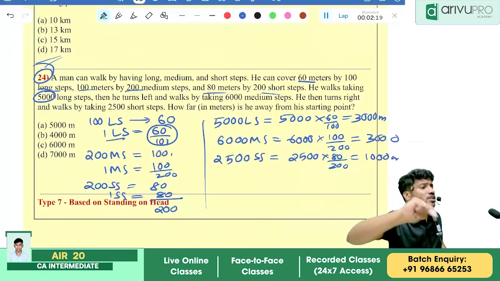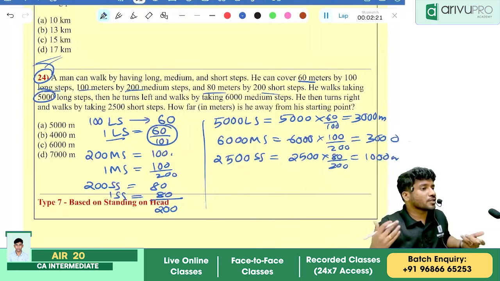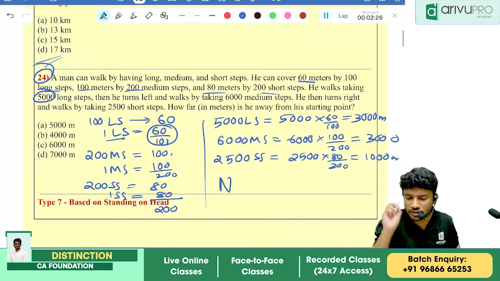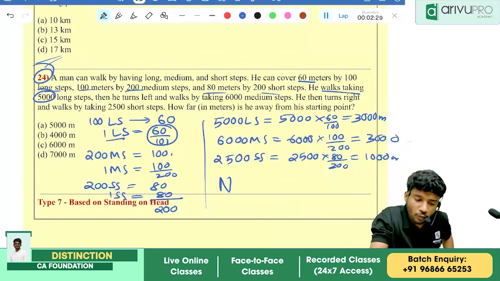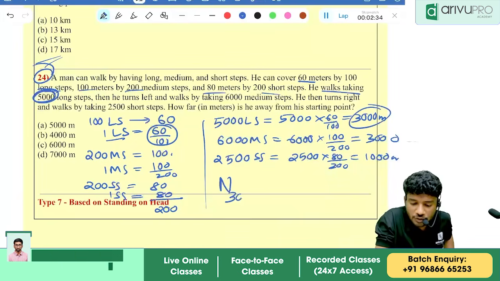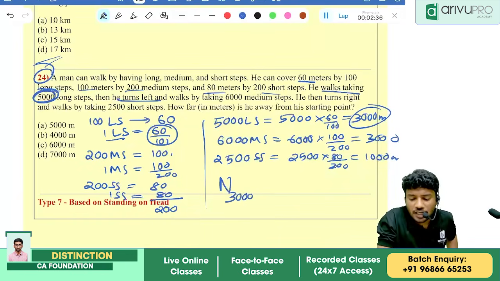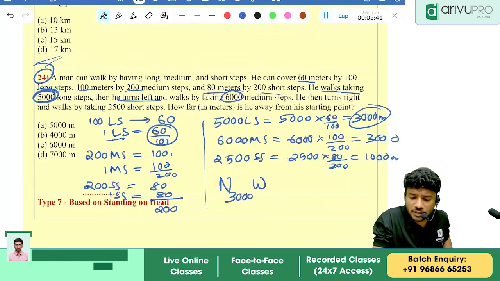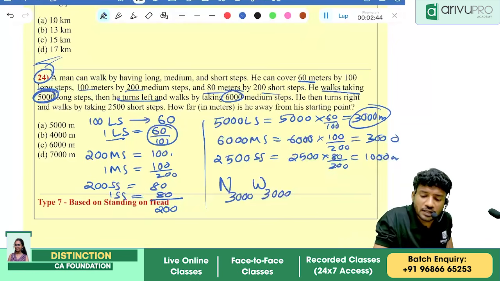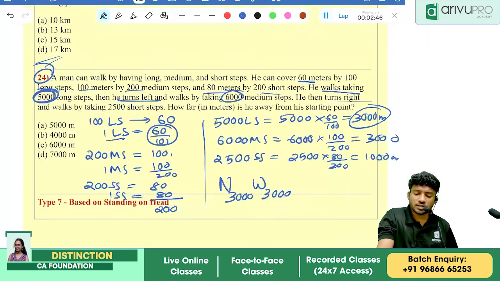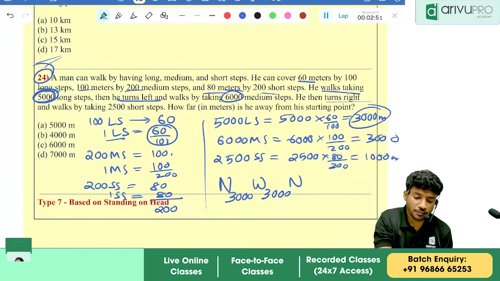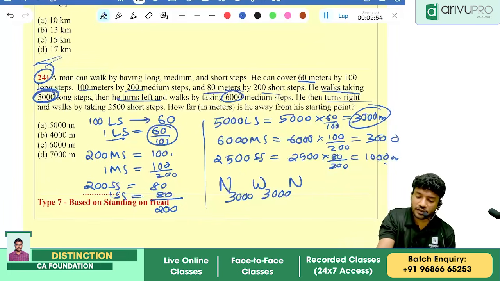Is the initial direction given in the question? No, so we will assume some random direction. Which direction will you assume? North. When the direction is not given, we will assume it as north. North, he walks how many steps? 5,000. 5,000 steps is how many meters? 3,000 meters. Then he turned left. Left of north is what? West. And walked 6,000 medium steps. How much is that? 3,000 meters. Then he turned right. Right of west is what? North. How many meters? 2,500 steps, how much? 1,000 meters.